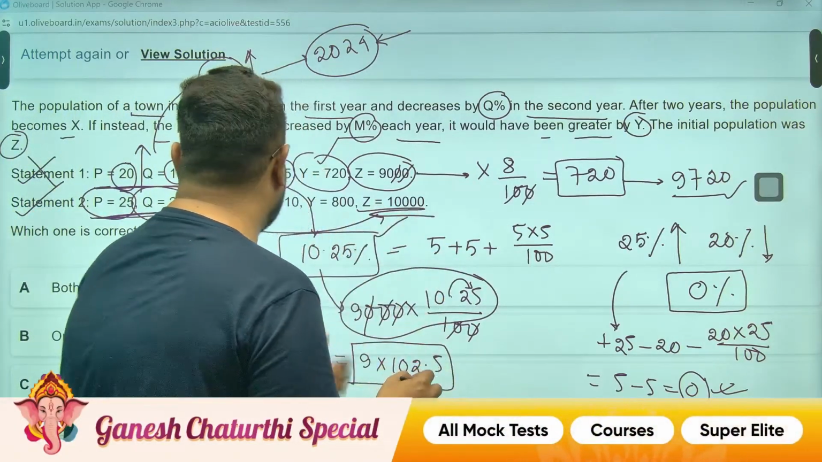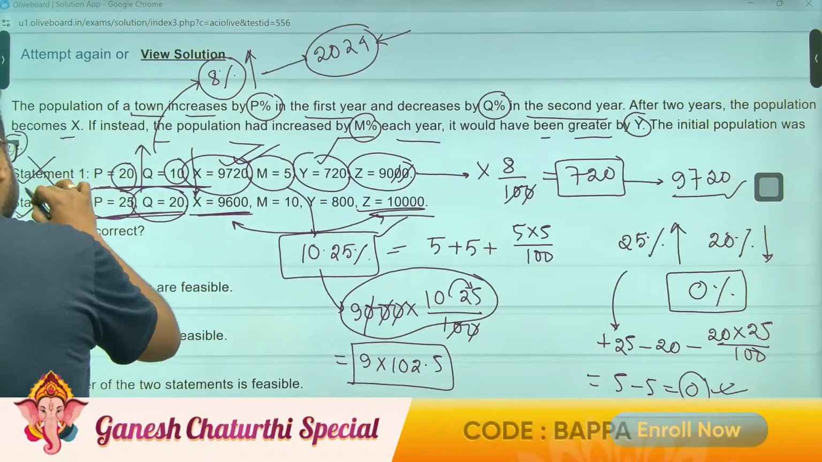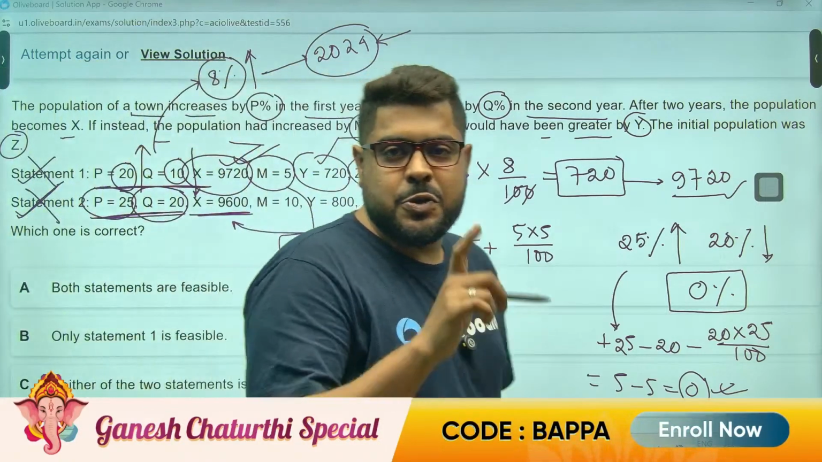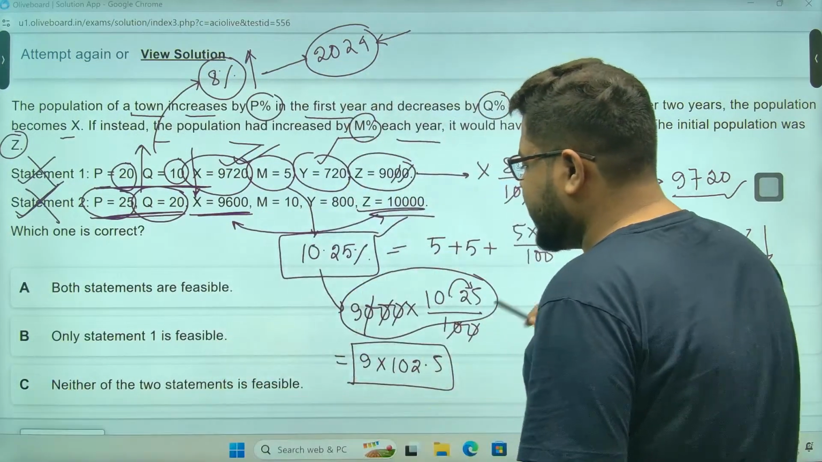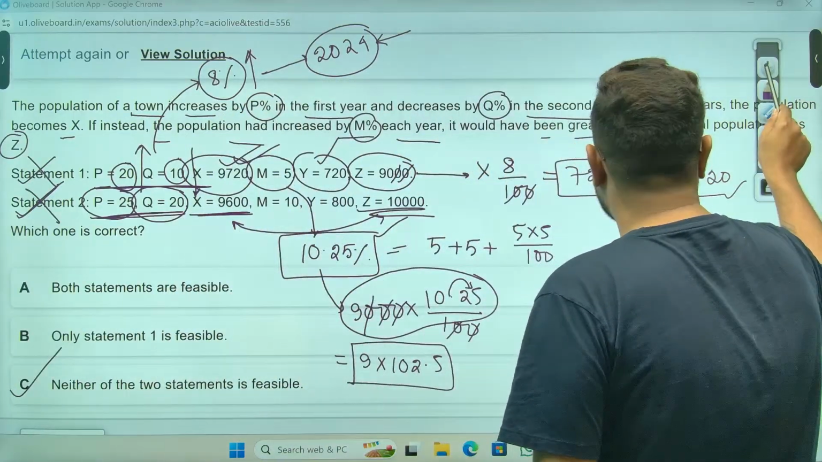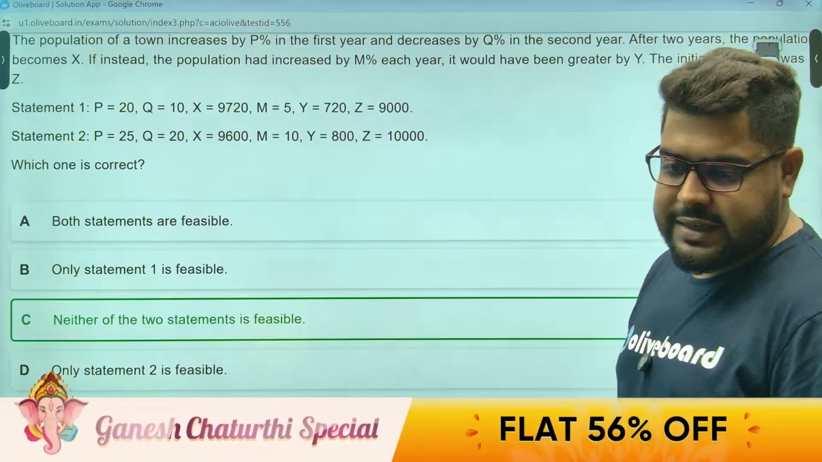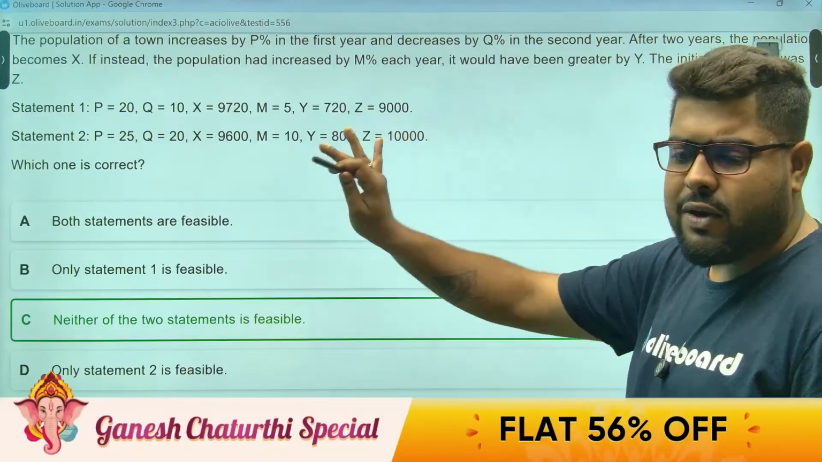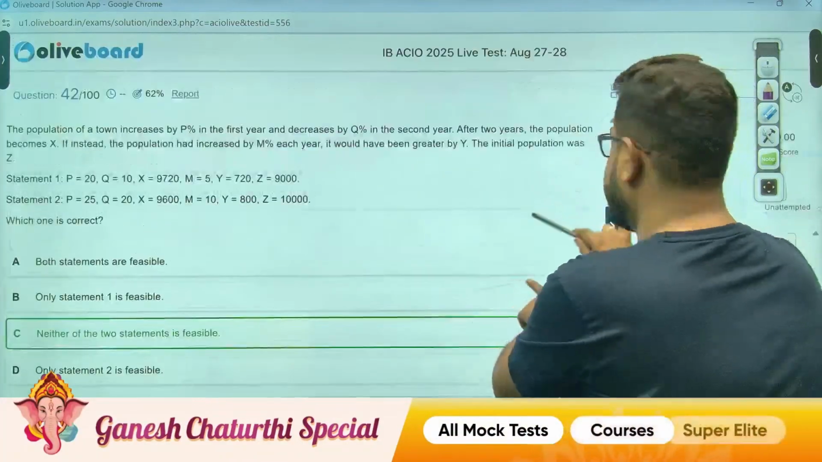But that is not the case. So only statement 2 is violating. So my answer for this question will be neither of the two statements will follow. So definitely my answer is option C. But again, it was a little on the lengthier side, I would say.